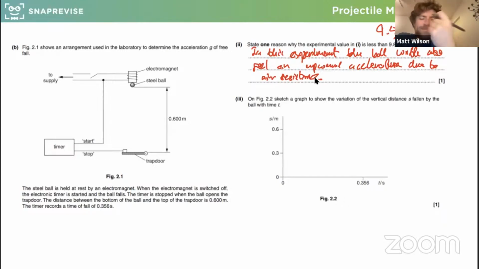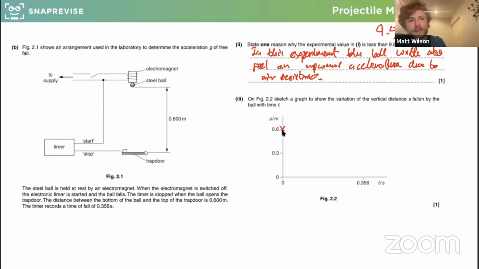Okay, good. In the next part of the question, on figure 2.2, we are asked to sketch a graph to show the variation of the vertical distance s fallen by the ball with time t. So let's assume that we start up here at 0.6, and I want to start up there because my displacement was downwards over time.